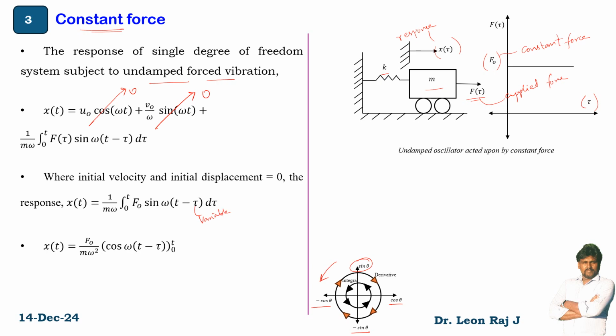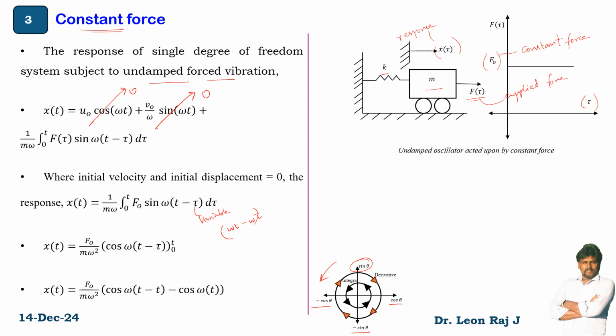So sine omega, there will be a minus, and here omega tau. So omega t is omega t minus omega tau. So there is a minus here. This minus and sine minus both will get plus. So you are getting f0 by m omega square cos omega (t minus tau) in the limit 0 to t.